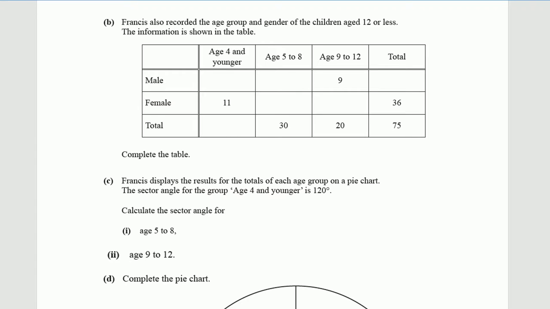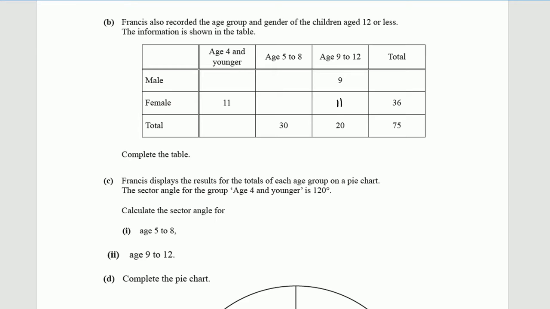So now we have a two-way table to complete. This is all about missing information and common sense. So the total, for instance, of the 9 to 12 column over here is 20. If 9 are male, 11 must be female.